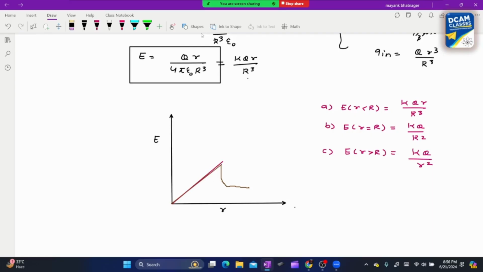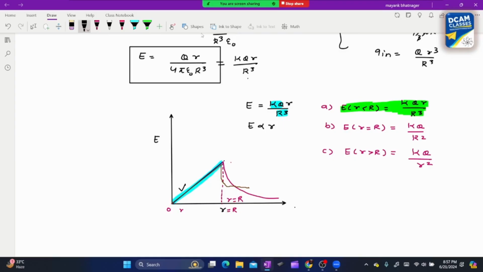See, the graph will be this way, and this point will be small r is equal to capital R. After this, the graph will go like this. Why, I will explain you. See, when you are going from small r to capital R, the thing that you have to follow is this one. Here, electric field is actually kQ small r by capital R cube, and these things are constant. K is constant, Q is constant, capital R cube is constant. So actually, E is becoming directly proportional to r. This is only up to capital R. After it reaches capital R, then it will decrease.